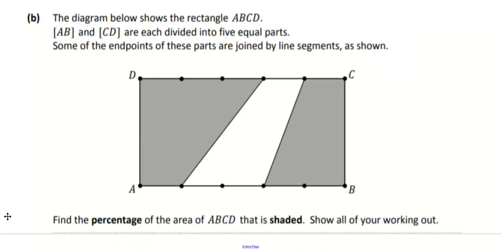D. The diagram below shows a rectangle ABCD. AB and CD are divided into 5 equal parts. Some of the endpoints are joined by line segments shown. Find the percentage of the area of ABCD that is shaded. Show all your work in the workings. Okay, this is going to be interesting. Is it a rectangle? It's a rectangle, okay. And show the percentage of area that is shaded.